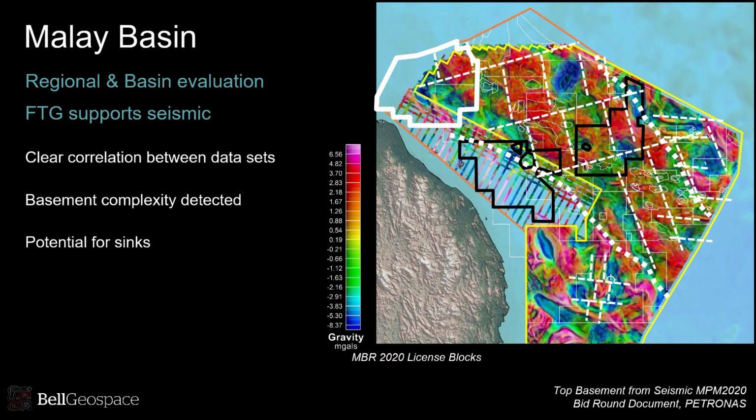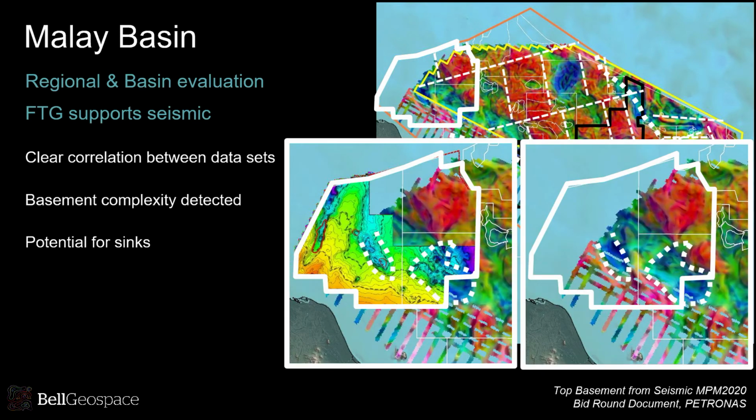Our first case study is an example from the northern Malay Basin in offshore peninsular Malaysia. Here we are comparing the FTG response to the seismic horizon seen here on the lower left-hand side. The deeper basinal areas match one-to-one in both the seismic and the FTG, allowing us not only to confirm their presence here, but to map their extent outside of the coverage area.